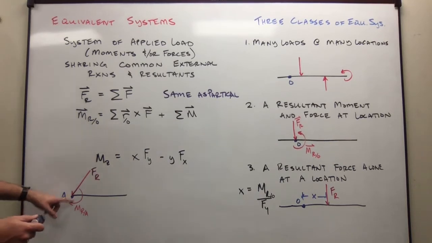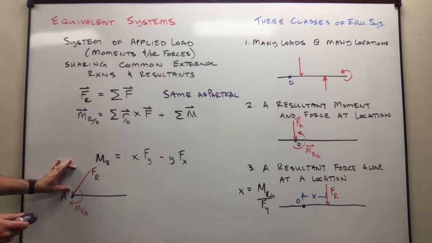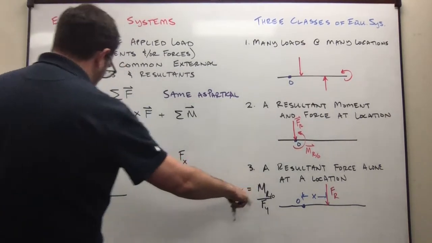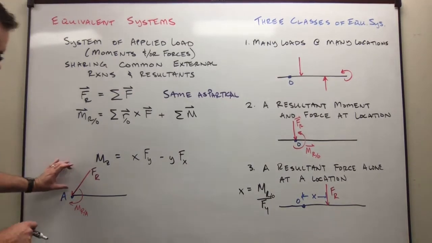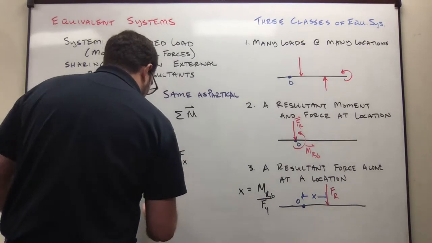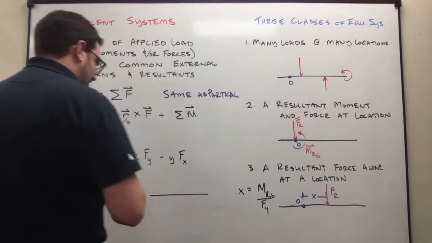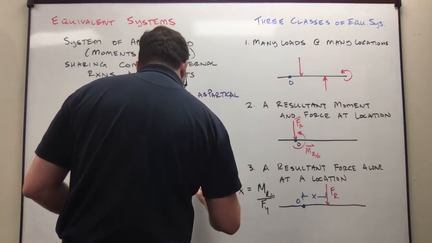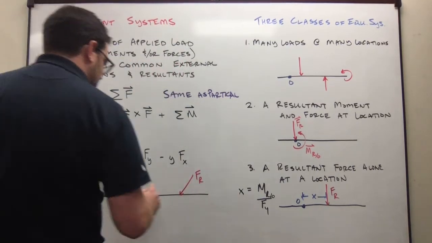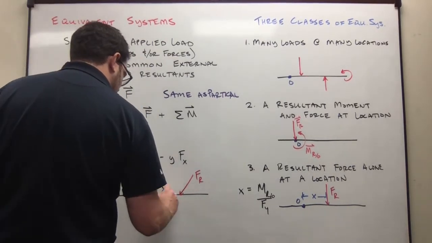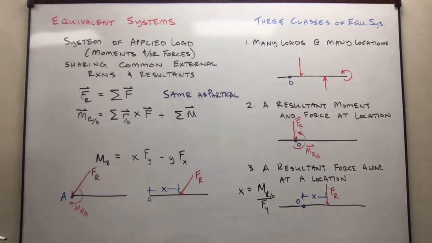Now, when I look at only the y component and the x distance, I can take my moment, divide by FR,y. So I'm going to have a negative moment divided by a negative resultant force. And I would get a positive x value. And so I would have a force like so, FR at some distance, x from point A. That's an equivalent system of the third class.